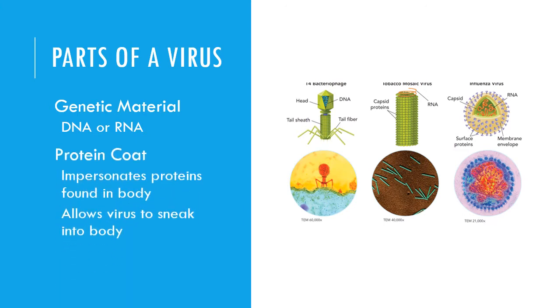The other thing that all viruses have is a protein coat. Some of them they've called capsid proteins or capsids or surface proteins. In the bacteriophage, it's like the head and the sheath tail. But essentially the protein coat is an outermost coating over the virus, and it impersonates proteins found in the body. So the proteins on the virus fool the body into thinking that it's a friend. And the body's like, sure, come on in, we're happy to see you. And a body cell actually lets the virus inside of it. So this allows the virus to sneak into the body.